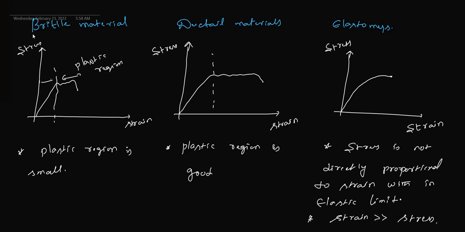So how many types of materials do we have here? One is brittle material, another is ductile material, and another is elastomers. For these three, we need to study the experimental stress versus strain curves. The first curve tells you the plastic region is small. In the second curve, the plastic region is a little larger compared to that. The plastic region is good. And the third curve, elastomers: stress is not directly proportional to strain within the elastic limit, but strain is more compared to stress. If you apply little force, elongation is large in this.